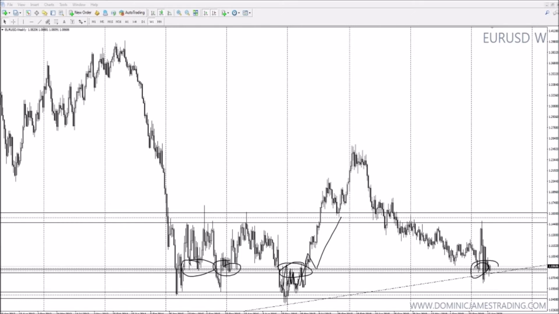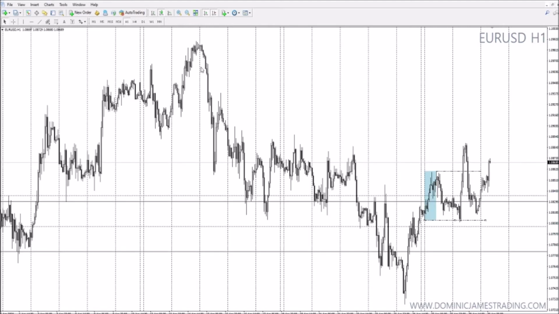So as long as it stays above this level, this area, it's not a specific level, it's just a general area where I noticed support and resistance. So it's not that this is the exact price point. I don't really do that. But we'll go down into H1.